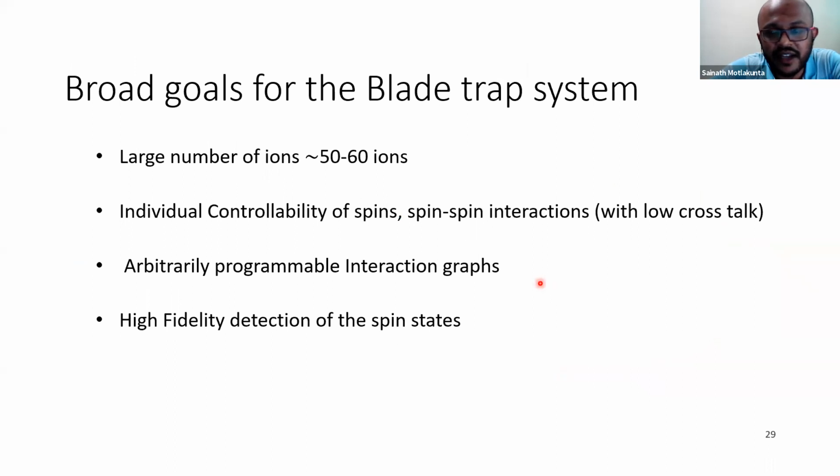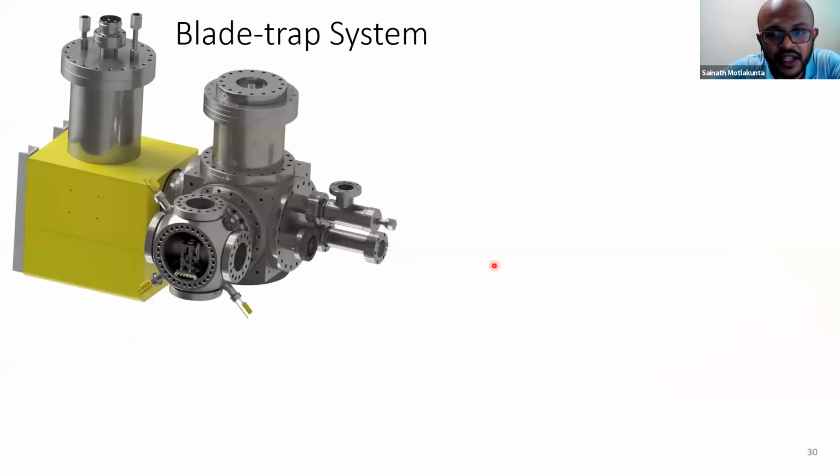So this slide lists the broad goals that we have in building the new ion trap simulator. So it's the ability to trap a large number of ions that can be individually controlled and programmed arbitrarily, and to program arbitrary interaction graphs. Also to perform high fidelity detection of spins.